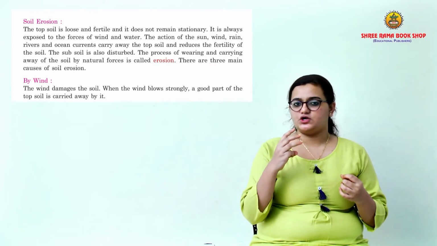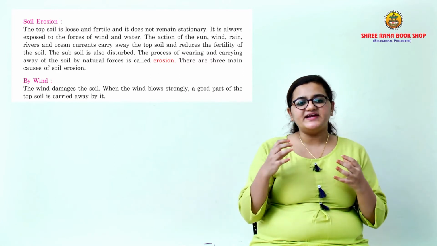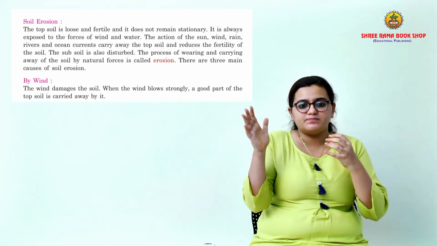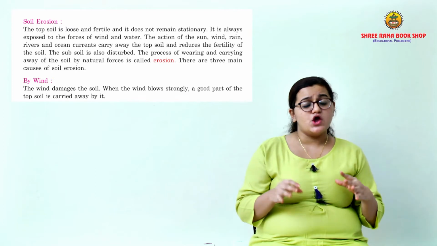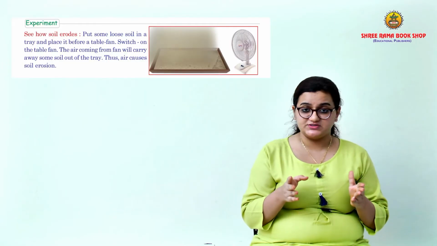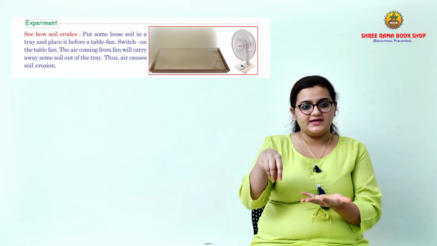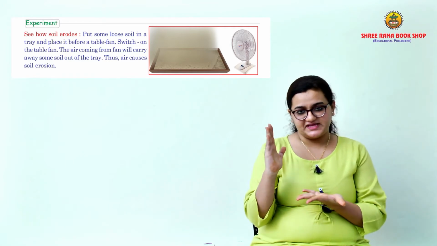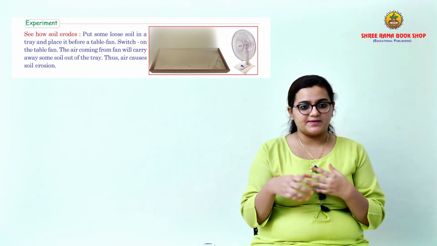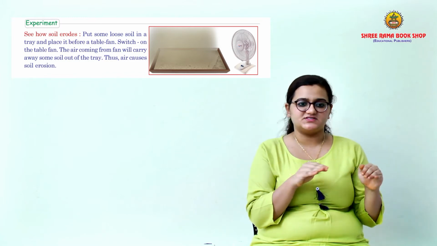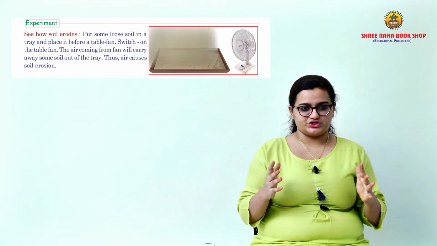There are three main causes of soil erosion. The first is wind. The wind damages the soil. When the wind blows strongly, the good part of the soil is carried away. We also have an experiment, as you see in your reader. You can put some loose soil and place it before a table fan. As soon as you switch on the fan, the air coming from the fan will carry away some of the soil. Thus air causes soil erosion.